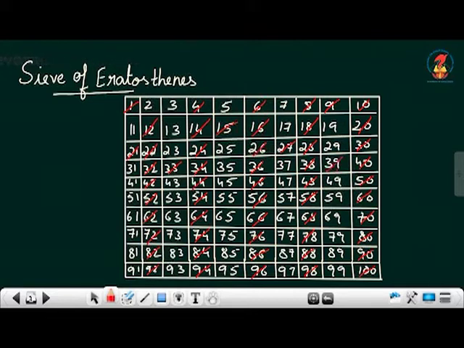3 13s are 39. 3 14s are 42. 3 15s are 45. 3 16s are 48. Okay. 3 17s are 51. 3 18s are 54. 3 19s are 57. 3 20s are 60. Okay. All these are multiples of 3.